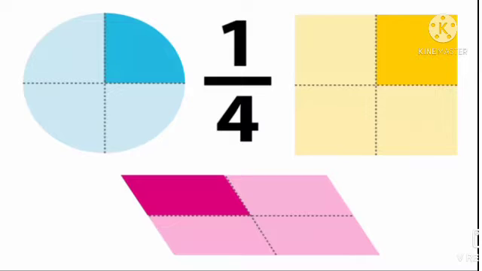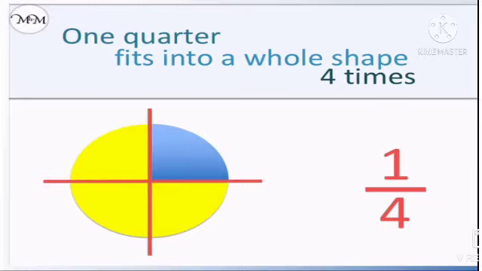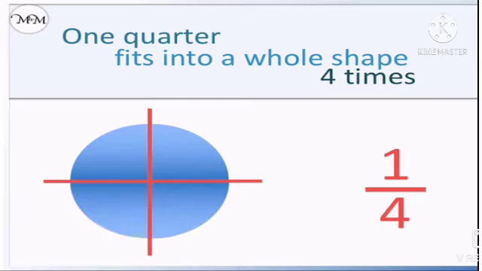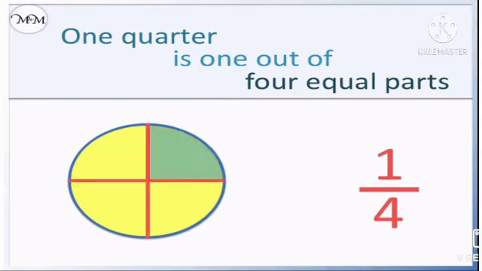So, what is the fraction of the darker shaded portion? Yes, it is 1 over 4. 1 over 4 can also be read as quarter. 1 quarter fits into a whole shape 4 times. Let us know, 1 quarter is 1 out of 4 equal parts.